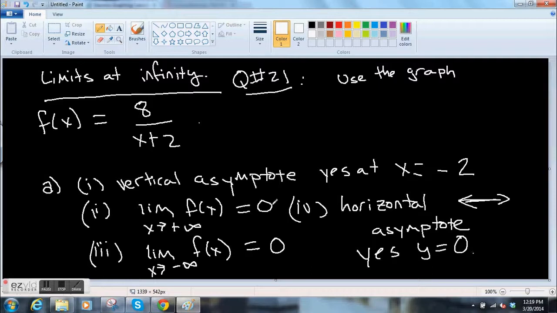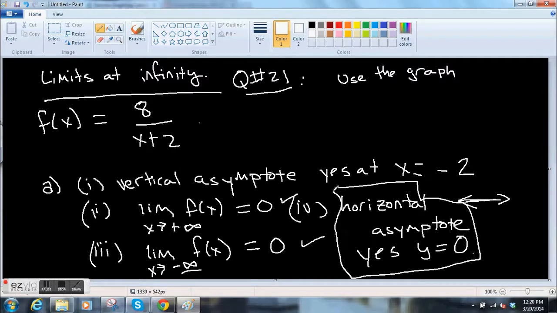Now we saw that from the graphing, but you can also tell this from the limit functions. If the limit of the function at positive infinity equals 0, and the limit at negative infinity equals 0, then that becomes a horizontal asymptote.